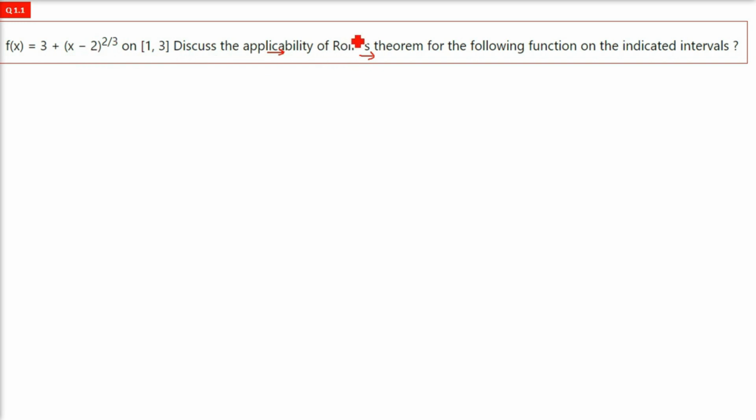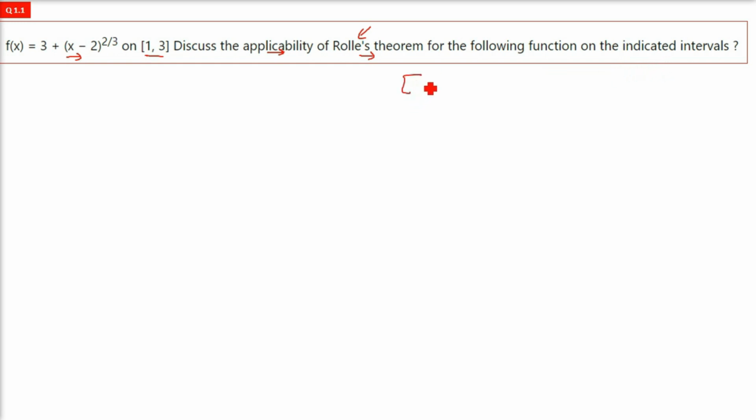Once it is established that the Rolle's theorem can be applied, then the Rolle's theorem discussion will go on. So first you have to revisit where I have discussed the Rolle's theorem and the mean value theorem, that is MVT, Lagrange's mean value theorem. Now here we have the domain 1 and 3. So we have a function and we have to discuss the applicability of Rolle's theorem in this interval.